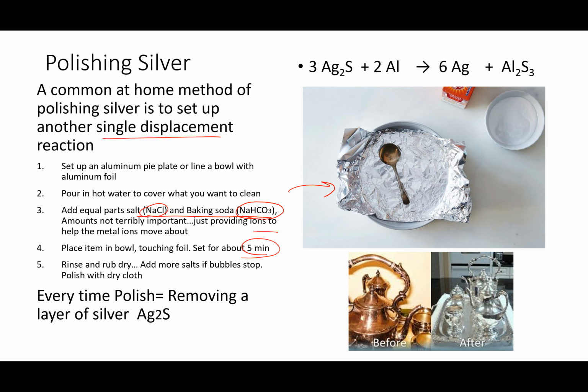Let it sit for a few minutes, and then let the bubbles begin and let the ions move. The silver sulfide, which is the tarnish, is going to have a single replacement reaction with the aluminum in the foil. The aluminum in this particular reaction is more reactive than the silver. It will come in, it will kick out that silver, and then it will take its place.